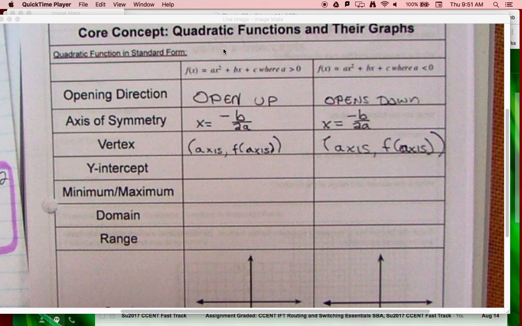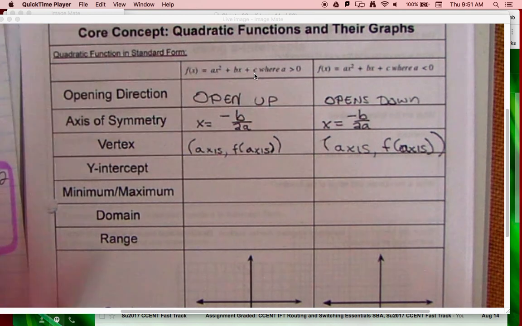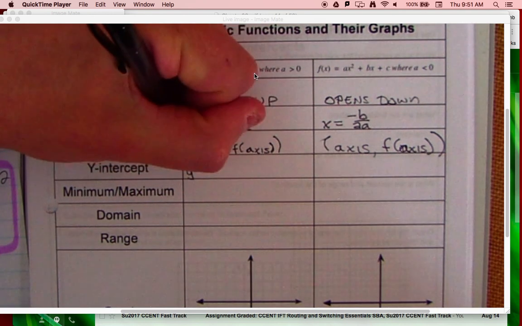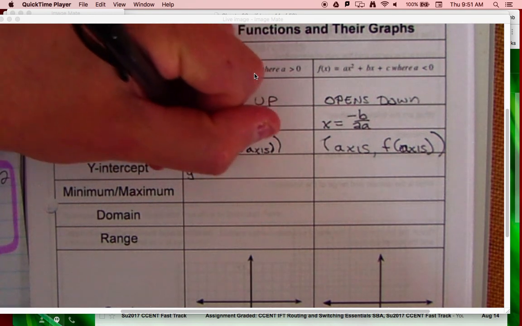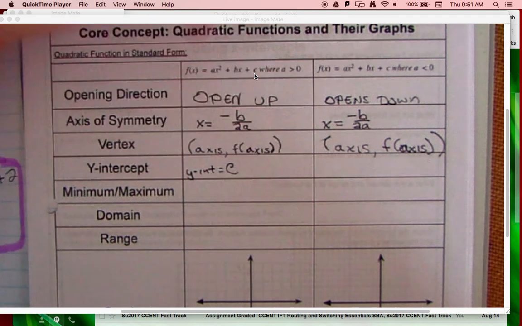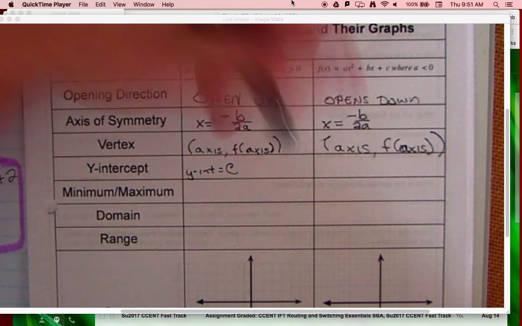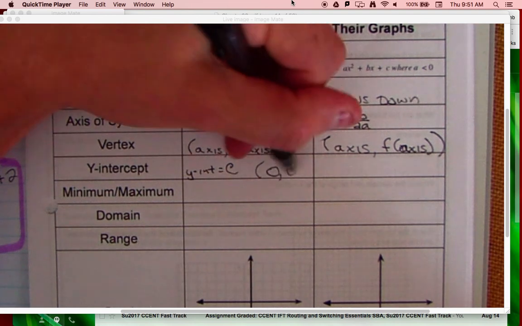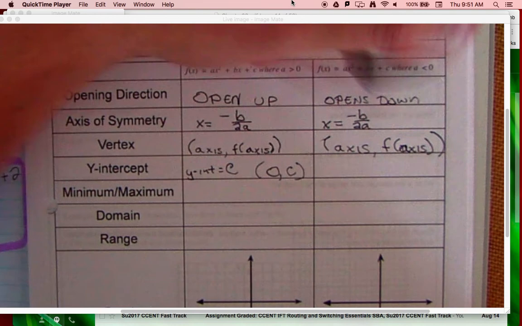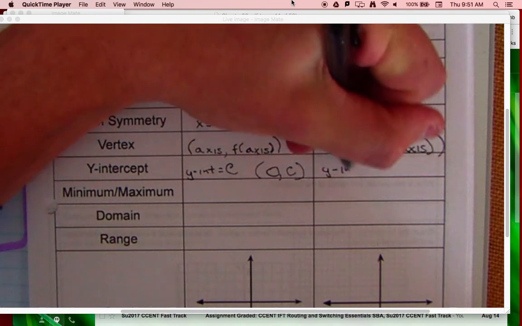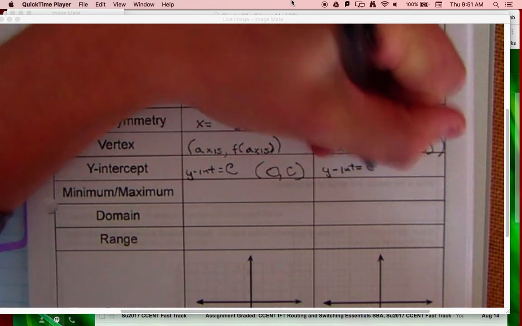All right, the next point that we're going to be able to find in the standard form is the y-intercept. And the y-intercept is real simple. It's the c value. So the y-intercept equals c, this c value right here. And if we want to write it in coordinate form, it's 0, comma c. And once again, that's true for both of these.